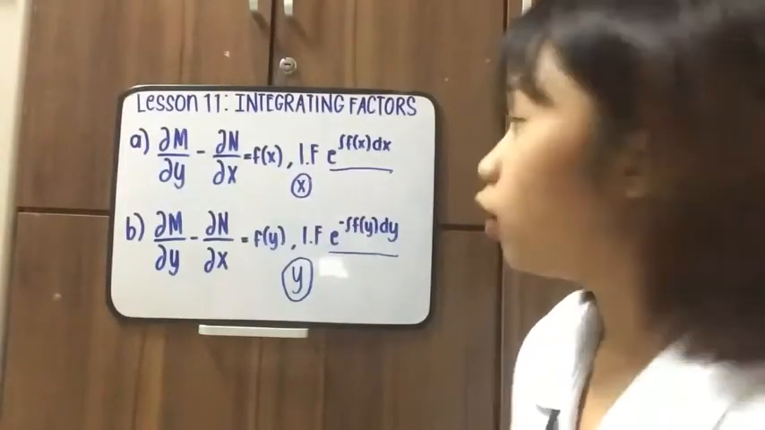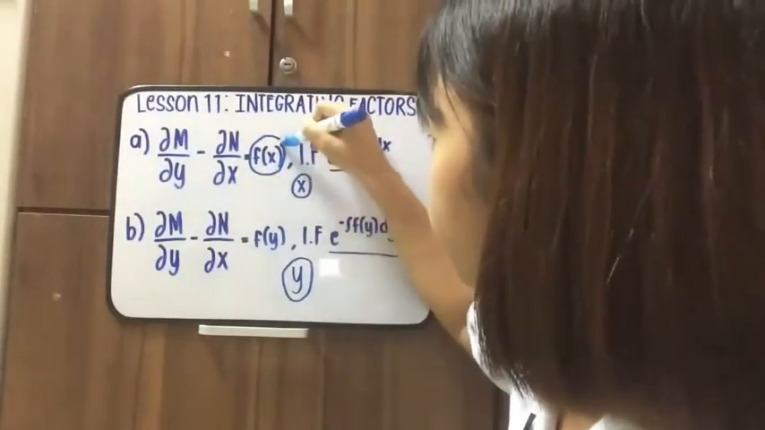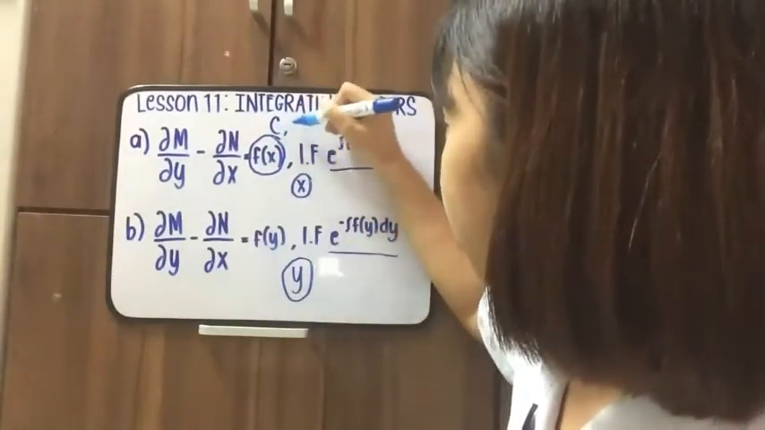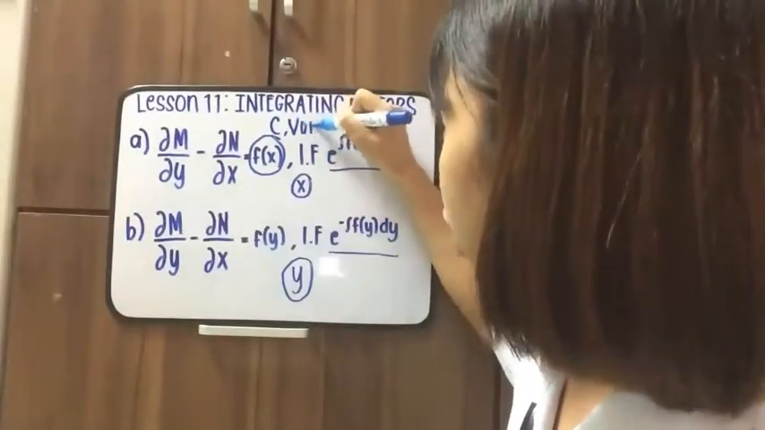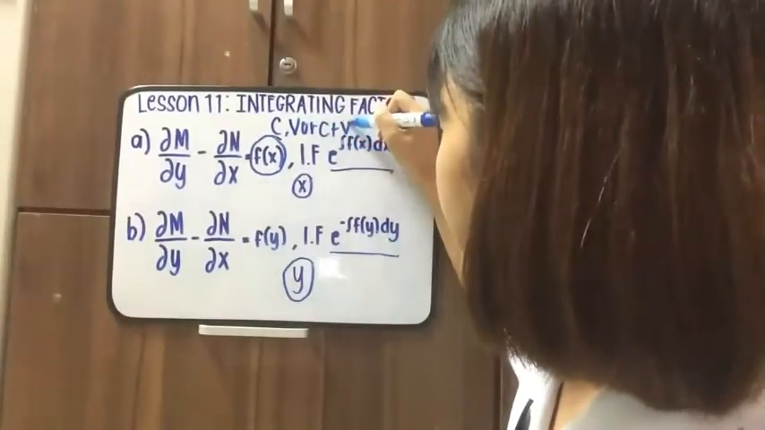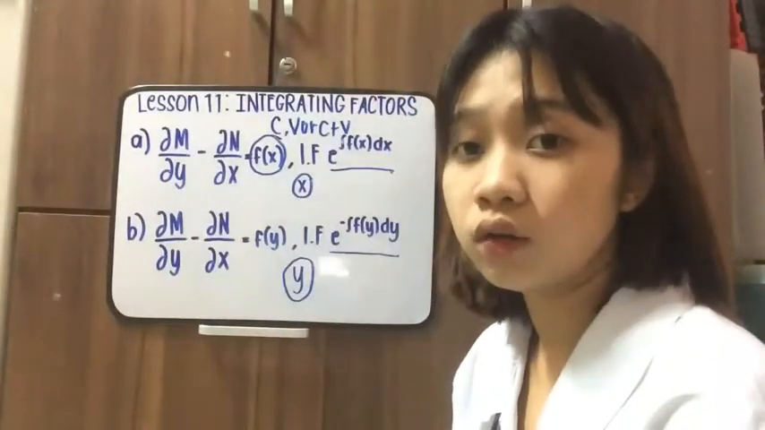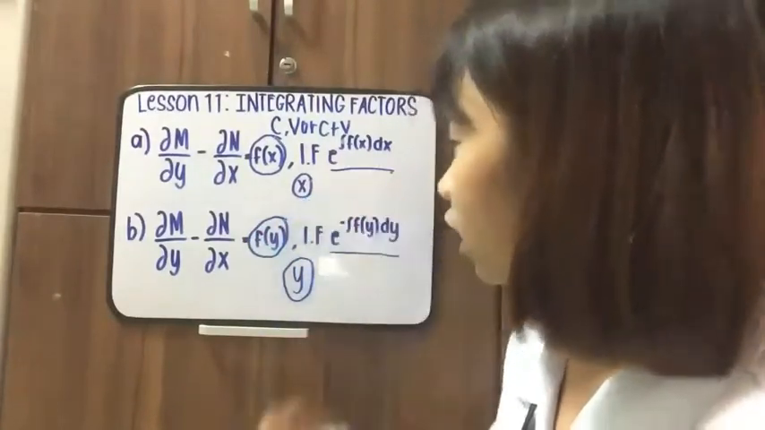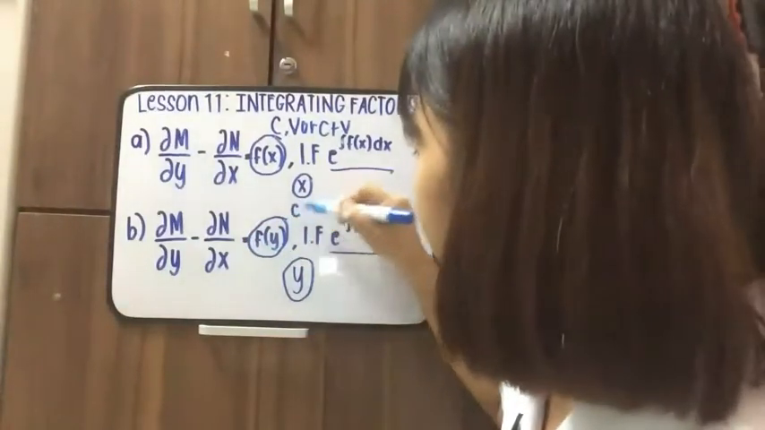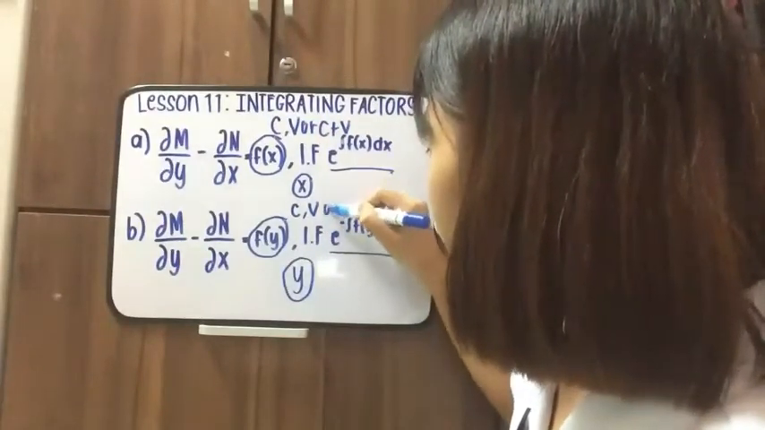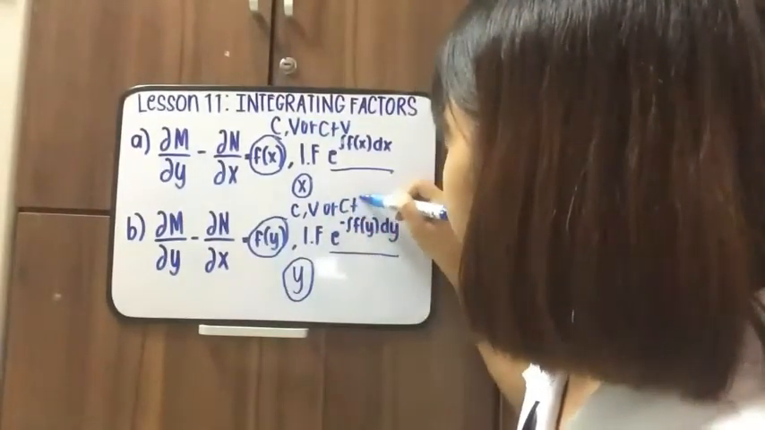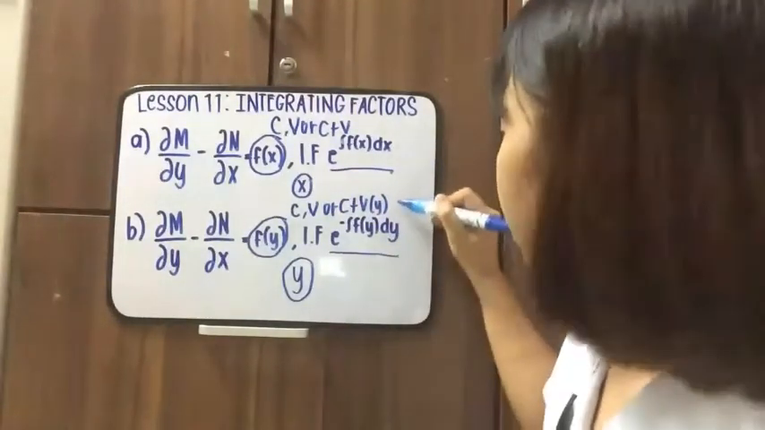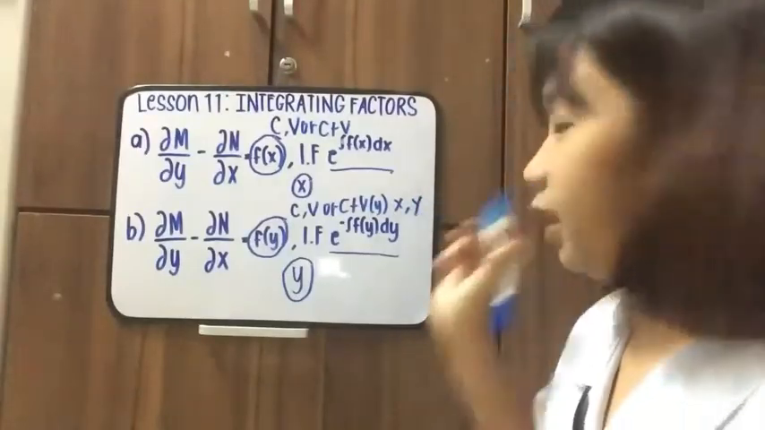Additional information: for the function of x, the result should only be a constant, a variable, or a constant plus a variable, but not two variables at the same time. For the function of y, it should be a constant, a variable, or a constant plus a variable, but it is y, never x and y.